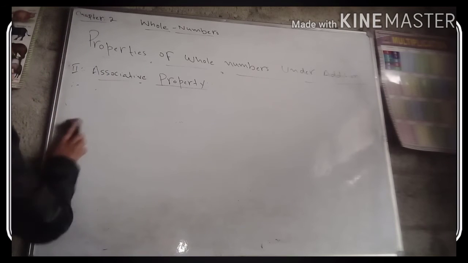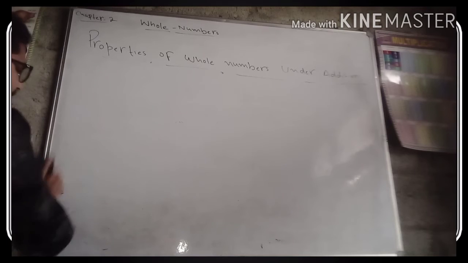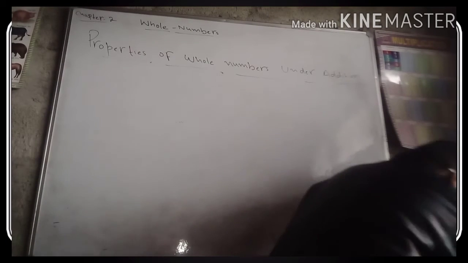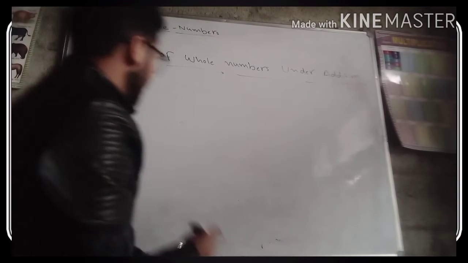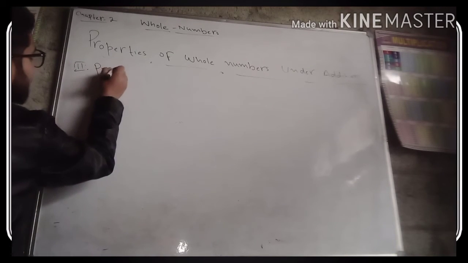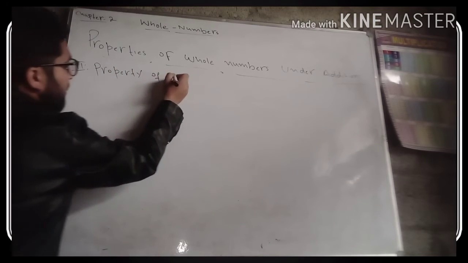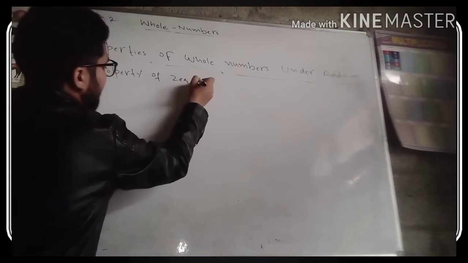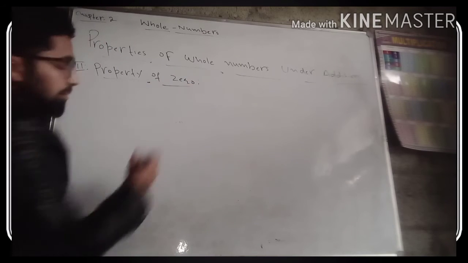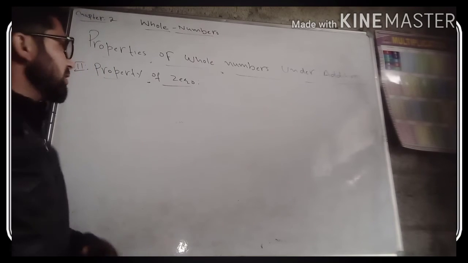Now we have third property. It is property of zero under addition. Third one is property of zero in addition. It's the third property of whole numbers. देखो इसमें हम क्या पढ़ते हैं?